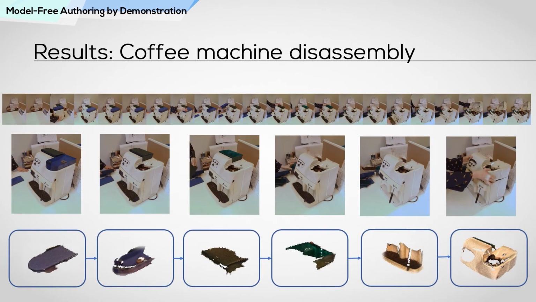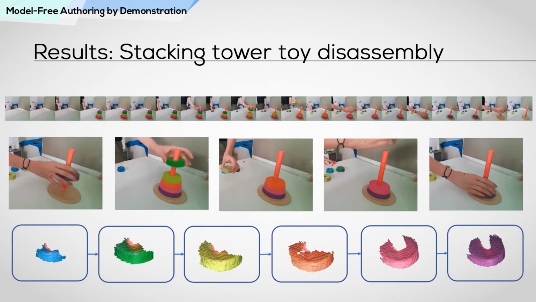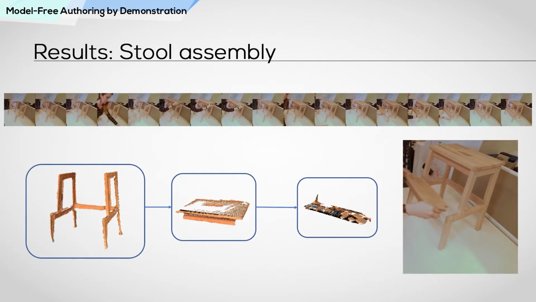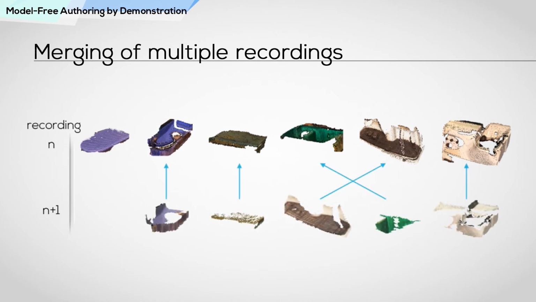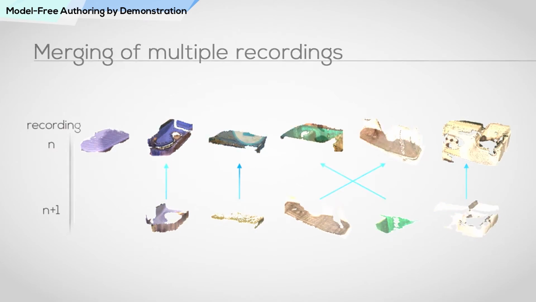We show results on a range of objects, such as a coffee machine, a tower stacking toy, a wooden stool, and more. The extracted partial reconstructions can be merged with previous captures, also yielding information about possible branchings in the partial assembly graph of the object.